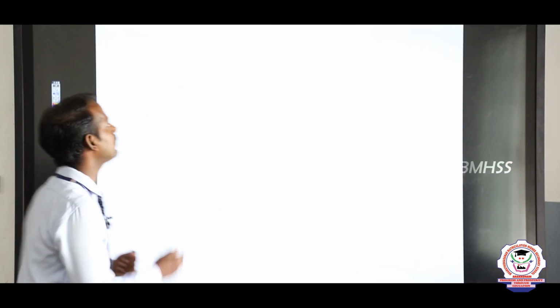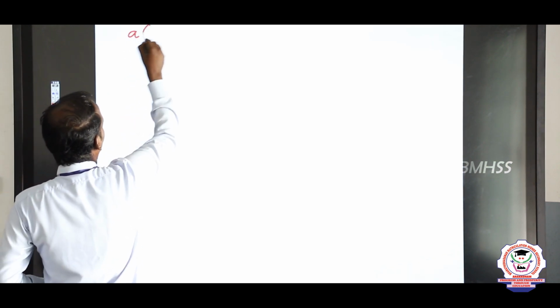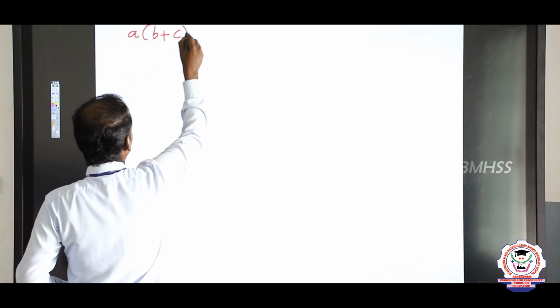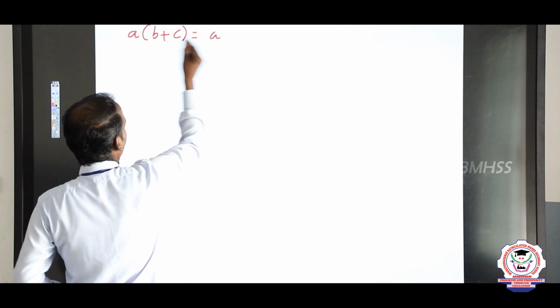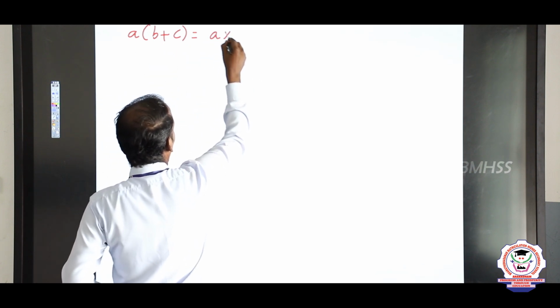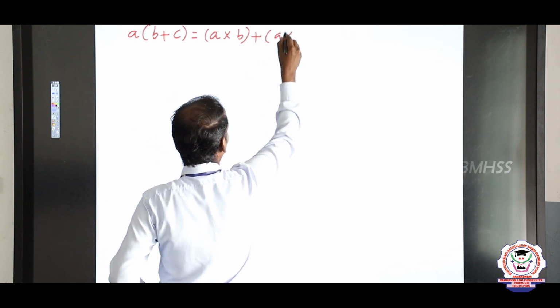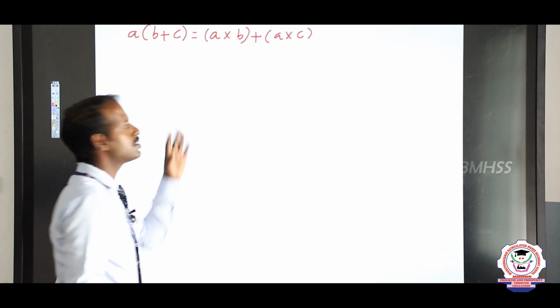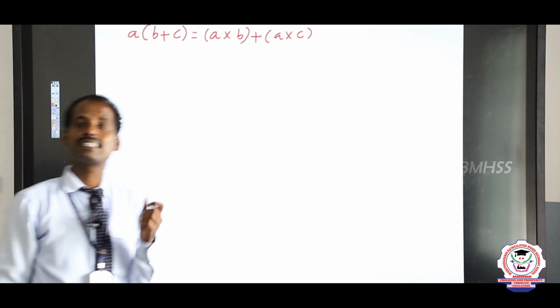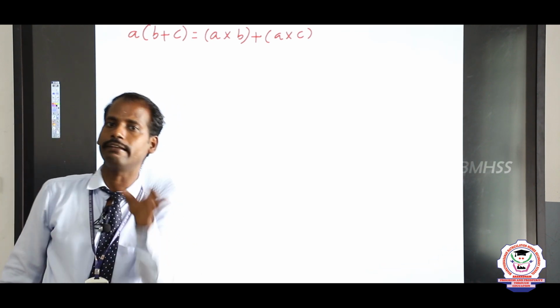First, we know that A into B plus C is equal to A multiply B plus A multiply C. This is the distributive property. Here the set language operation of union and intersection.